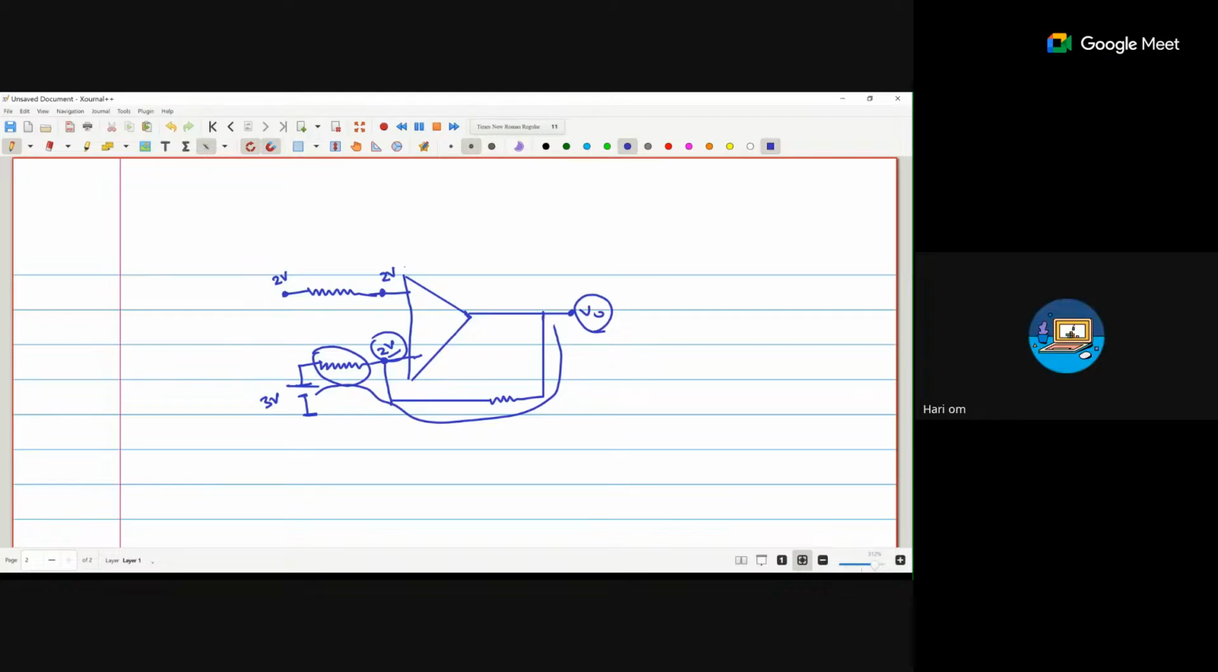So the current entering the resistor Rin will be leaving from RF. So now we can apply that. For example, you just calculate that one. The first thing you assume is that this is grounded. What is the output voltage?